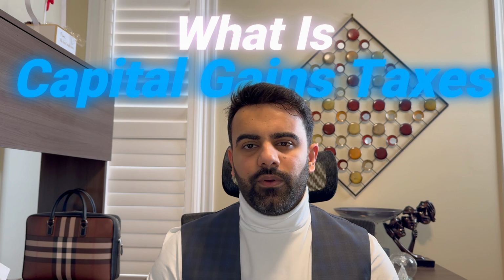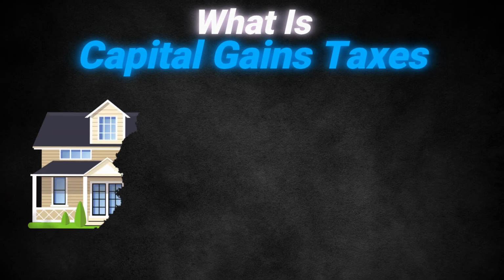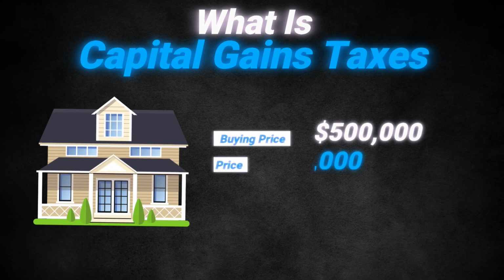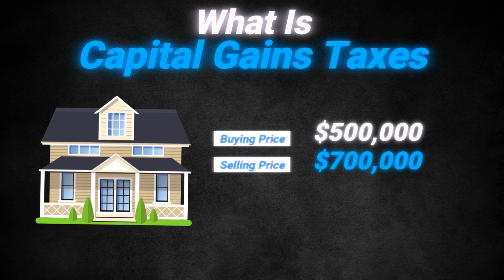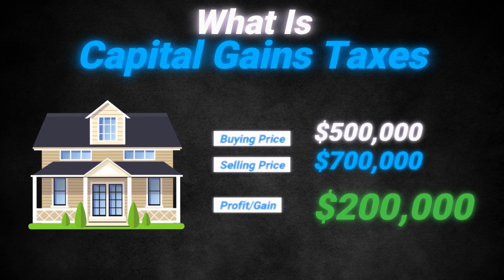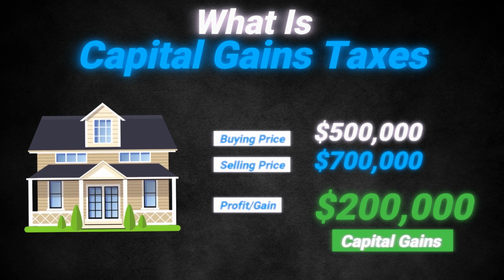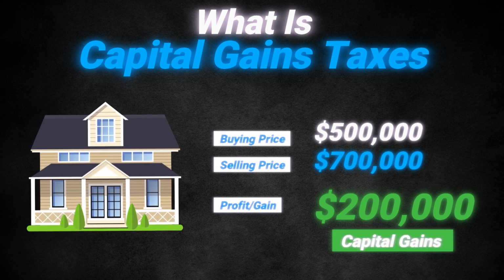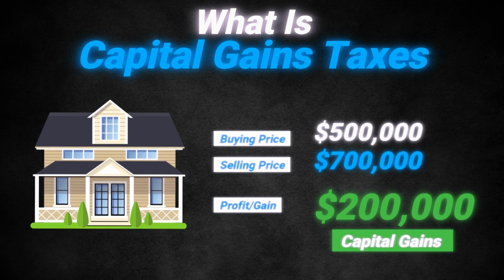So what is capital gains tax? Well, let's assume you bought a home for $500,000, then you sold the home a few years later for $700,000. The difference between 700 and 500 is your gain. That is technically called capital gains. Now, once you have a capital gain, you need to pay taxes on it. Now, what are capital gains taxes?